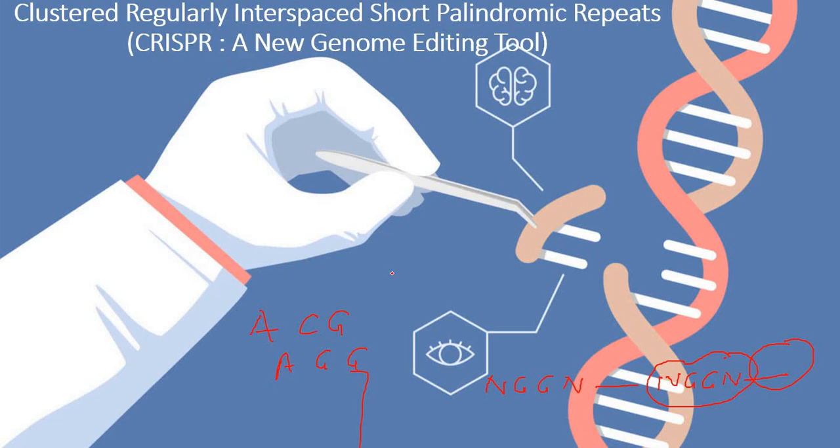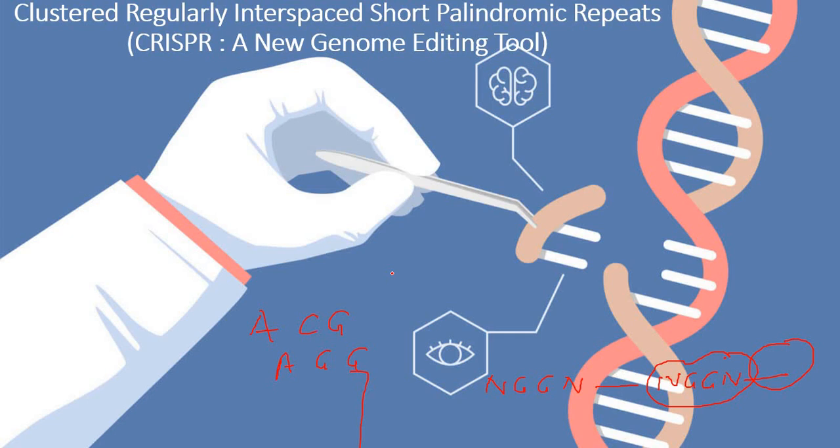In the knock-in mutation, you are going to correct the gene. For example, in certain diseases, the disease is caused due to an error in a single amino acid. So you can replace that amino acid with the correct amino acid. This is the knock-in mutation that is applied in cystic fibrosis and certain other diseases as well. So nowadays this technology is in high demand.